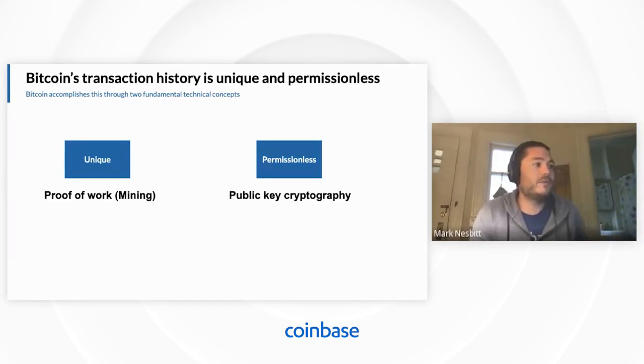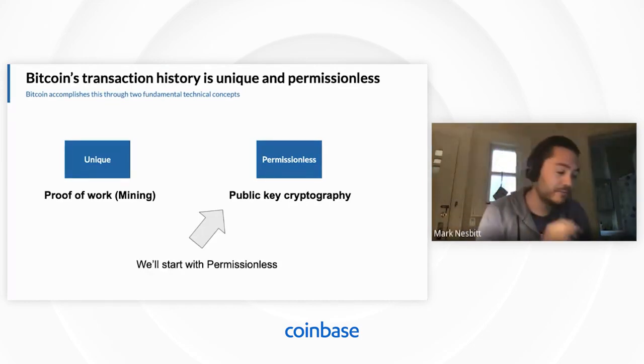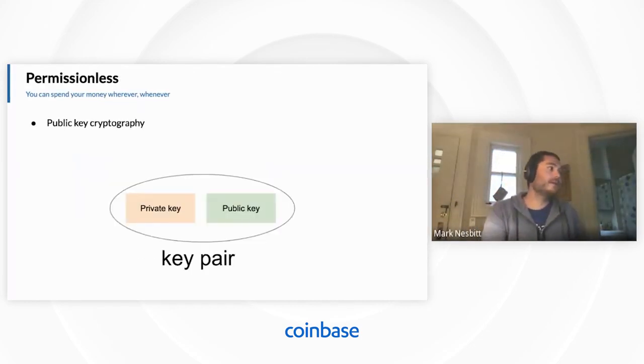Unique is done with proof of work or mining, and we'll talk about that. And the permissionless aspect is done through public key cryptography. We're going to talk about the permissionless nature and public key cryptography first. Public key cryptography is a type of cryptography, and cryptography is a way to use math to encode different values in ways that provide properties of those values.